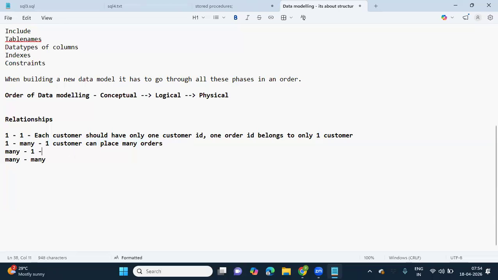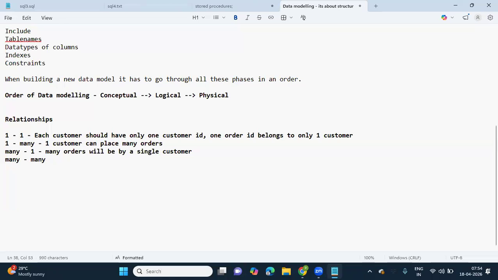So now many to one. What I can think of is the same thing. I mean, one to many can be referred to in the other way. So let's take: many orders will be placed by a single customer.